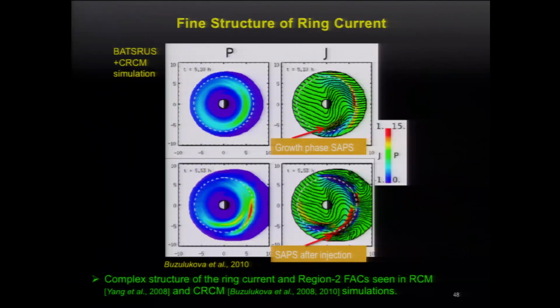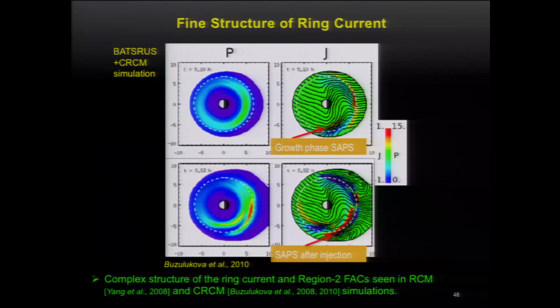Okay. Using the coupled BATS-R-US and the CEDAR-GEM model, Butulukova et al. in 2010 simulated the SAPS response during the growth phase and after substorm injection. Okay. During the growth phase, you see a nice partial ring current formed here, and then the SAPS forms associated with the downward field line current. This is a growth phase SAPS.